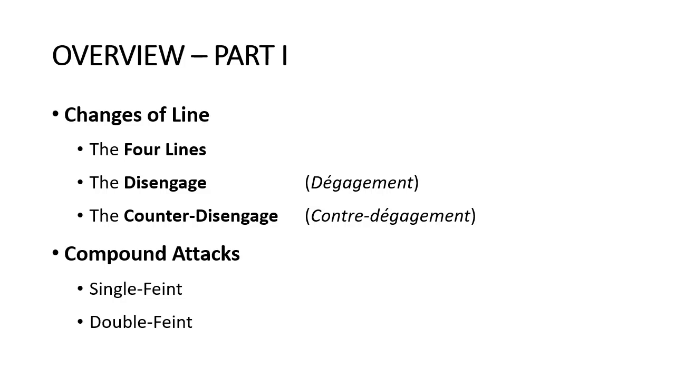Overview, Part 1. We'll begin by considering general concepts related to changes of line. First, we'll examine the definition of the four lines of attack and defense as delineated in fencing. Then, we'll look at the definition of the disengage or dégagement and the counter-disengage or contre-dégagement. Note that the term disengage is often used in a general way to encompass both of these concepts.